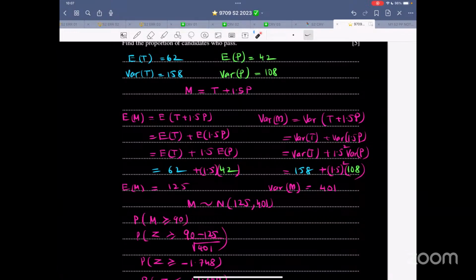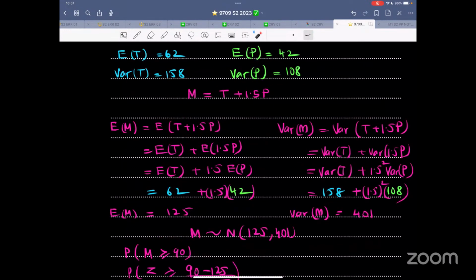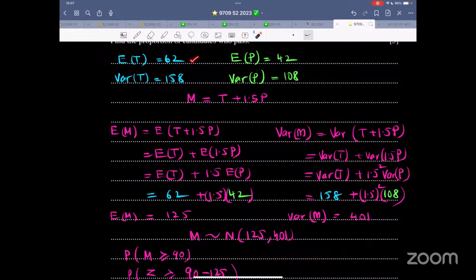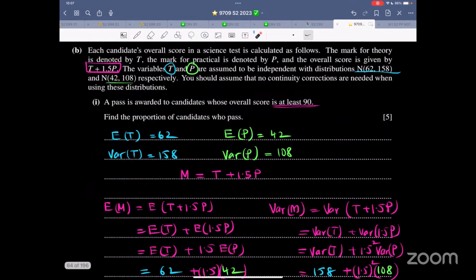We have the individual distributions. How am I playing around with the expectation? How am I moving around with the variance? It's a game of expectation and a game of variance. First of all, write things down where they belong. Expectation of T is 62, variance of T is 108, and it follows the normal distribution.